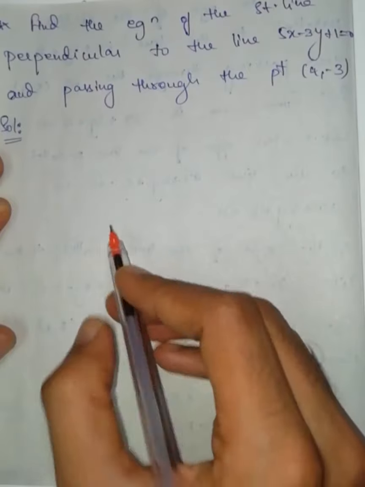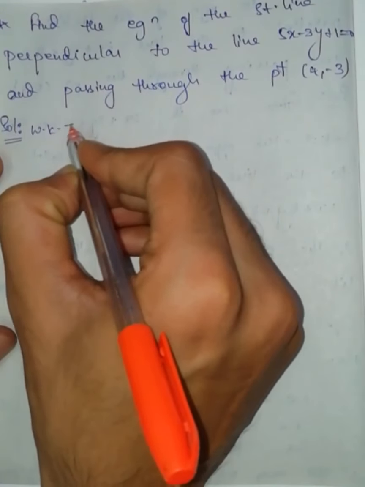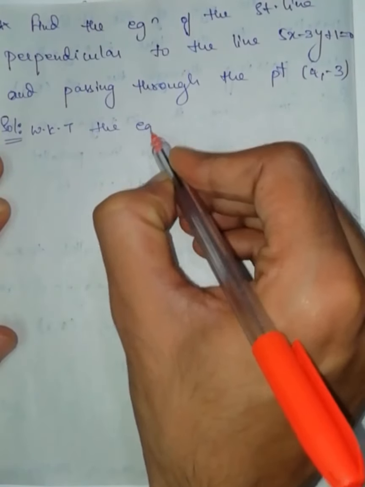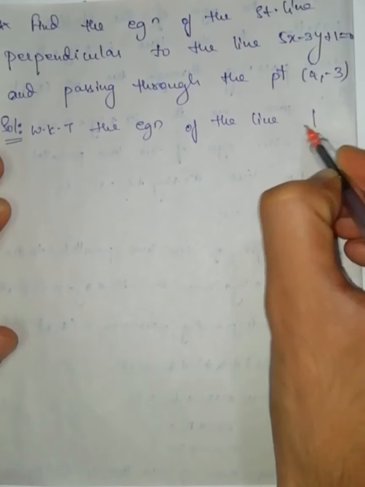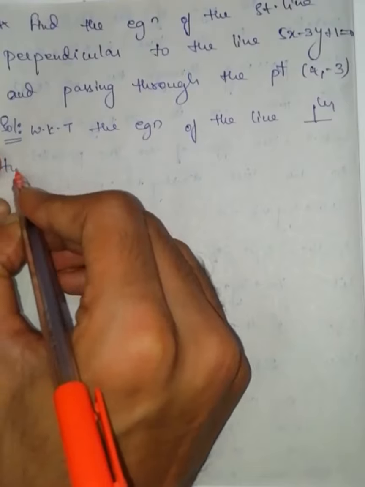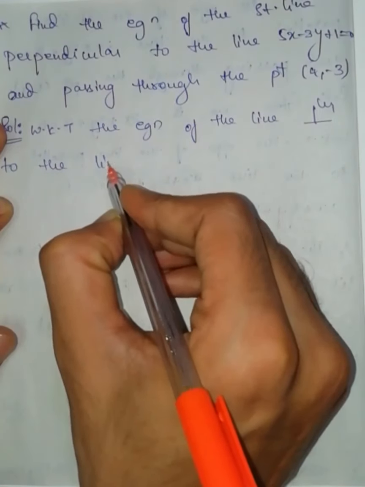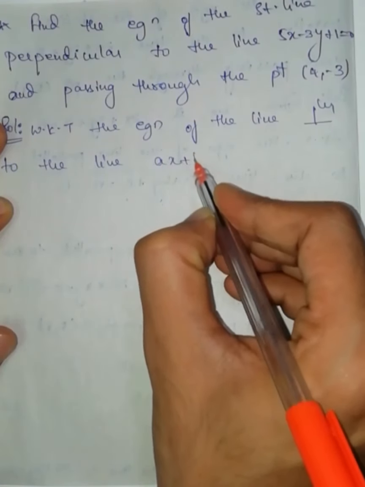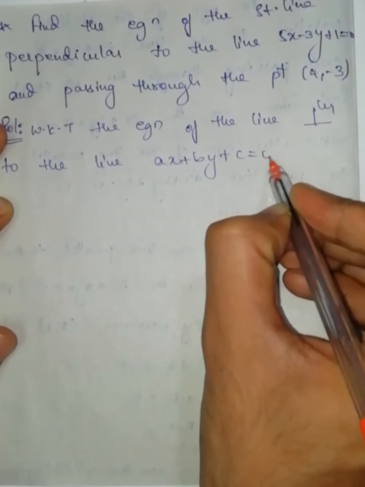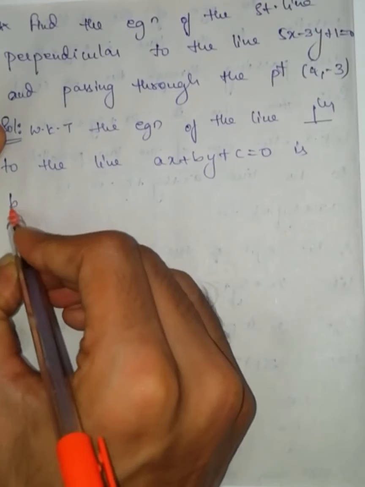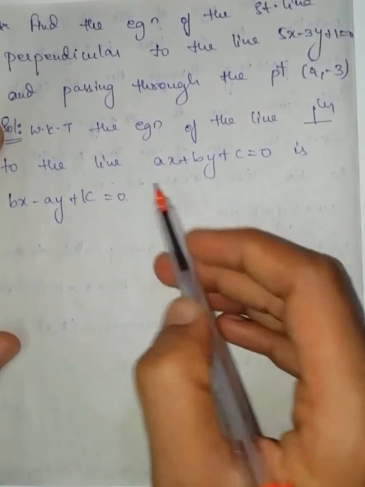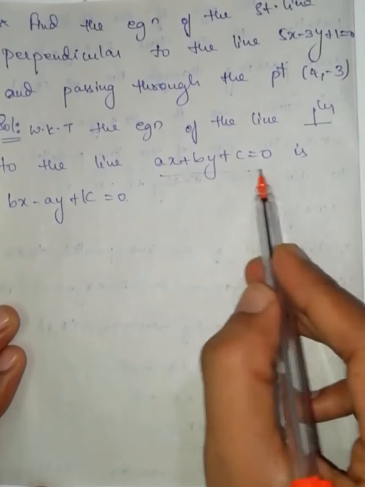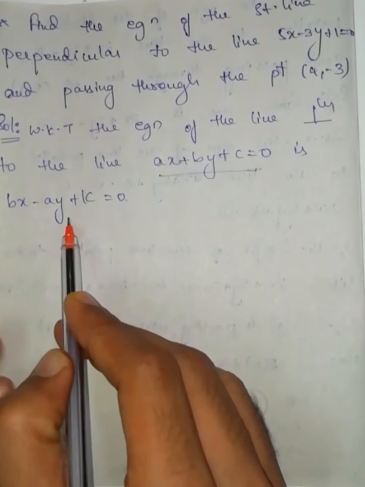Solution: we know that the equation of the line perpendicular to the line ax + by + c = 0 is bx - ay + k = 0. Any line which is perpendicular to this line is in this format.